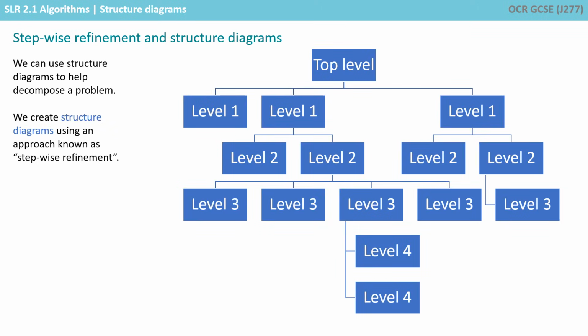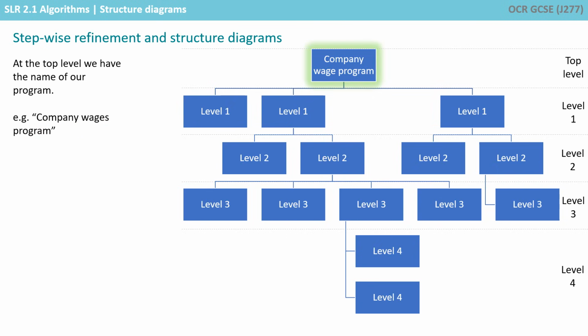A common tool to use when decomposing a problem is that of a structure diagram. We create structure diagrams using an approach known as stepwise refinement. Let's work through an example now. So at the very top level of our structure diagram, we have the name of our overall program. So for the purpose of our example, let's assume we're writing a program which will deal with handling wages for a company, calculating and paying them out, for example.